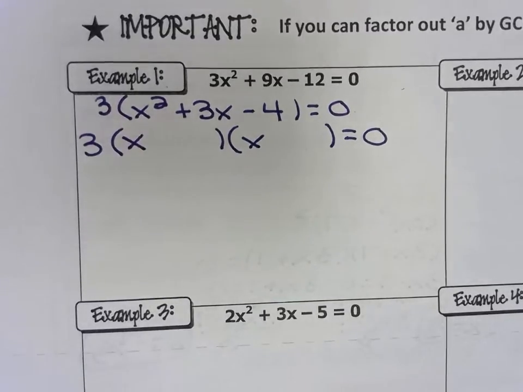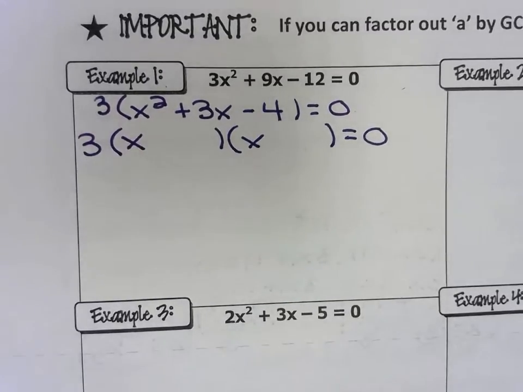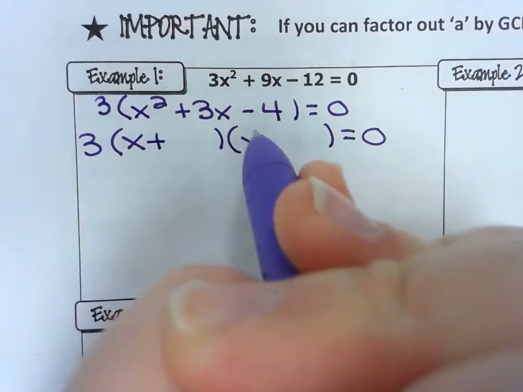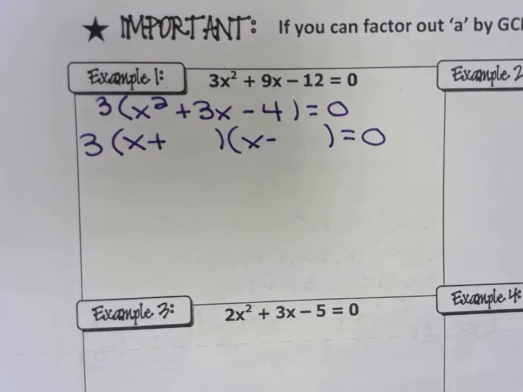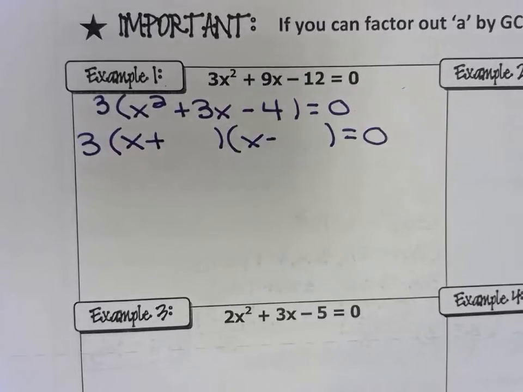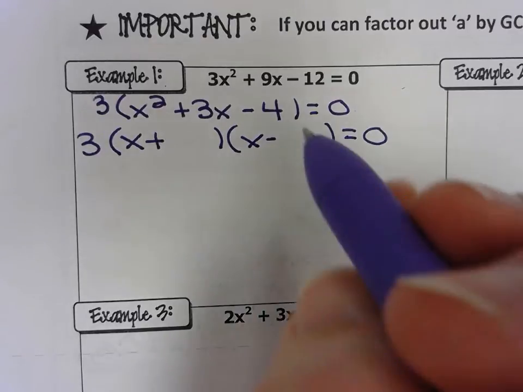So two numbers that multiply to give me a negative. So I know one's positive and one's negative. If it's easier for you to think about the sign first, they have to multiply to give me a negative 4. So one has to be positive, one has to be negative. Two numbers that multiply to give me negative 4 and add to give me a positive 3.